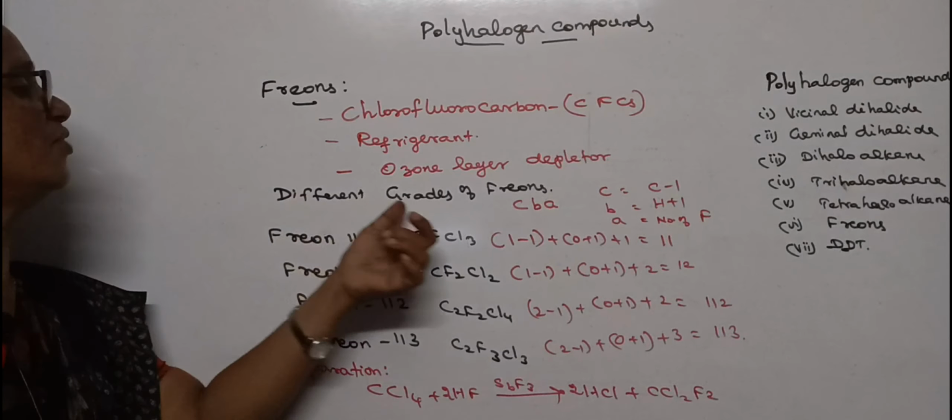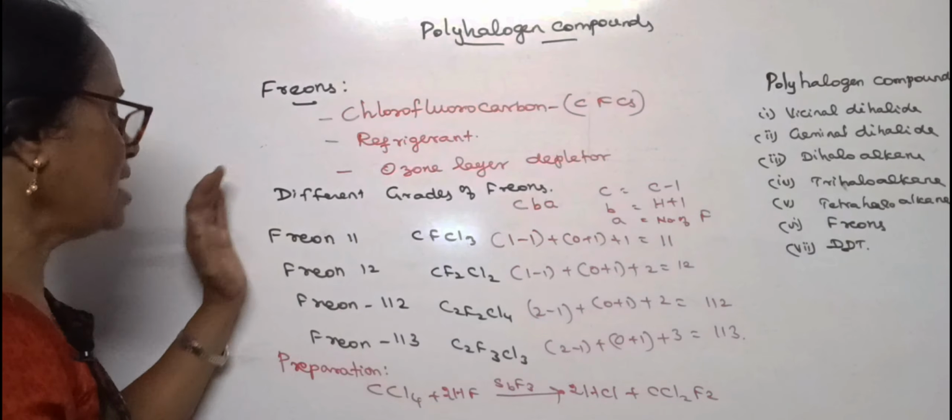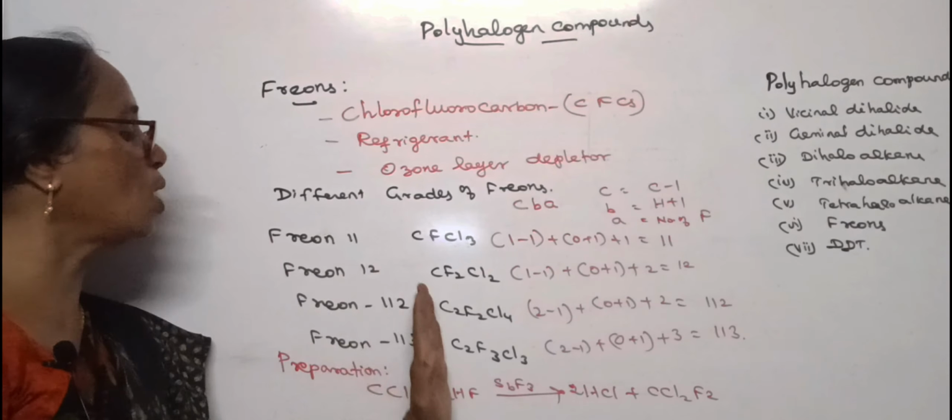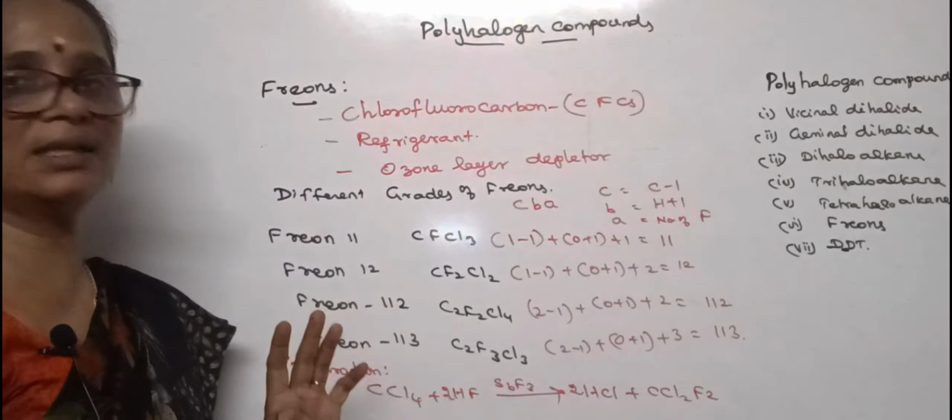And what are the different grades of freons, how are they calculated? The freons have some code numbers: 11, 12, 112, 113 and so on.